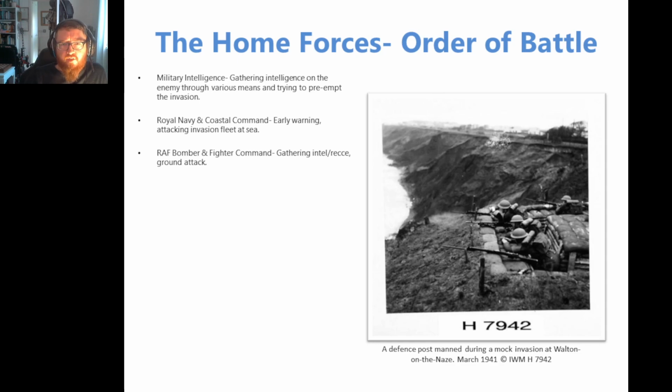So even if Fighter Command had lost the Battle of Britain and their superiority over the country, both RAF Fighter Command and Bomber Command would have had a key role in attacking the invading fleet and the troops as they landed on the ground and pushed inland. So yeah, the RAF were very key to this.